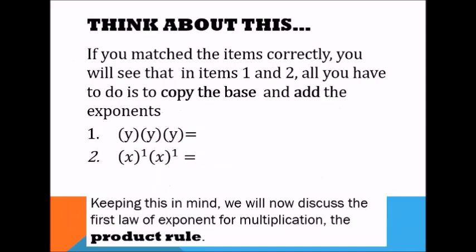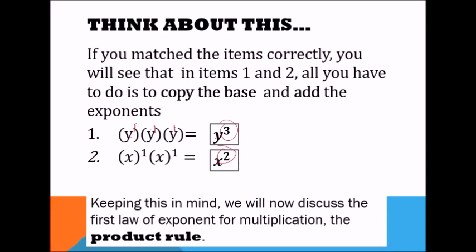Now, think about this. For numbers 1 and 2, if you notice, y times y times y is y to the third, and x times x is x squared. So we can derive here one law of exponents called the product rule. To come up with y to the third power, we can just copy the base y, then add the exponents 1 plus 1 plus 1, which is 3. Same with this one, 1 plus 1, which is 2.